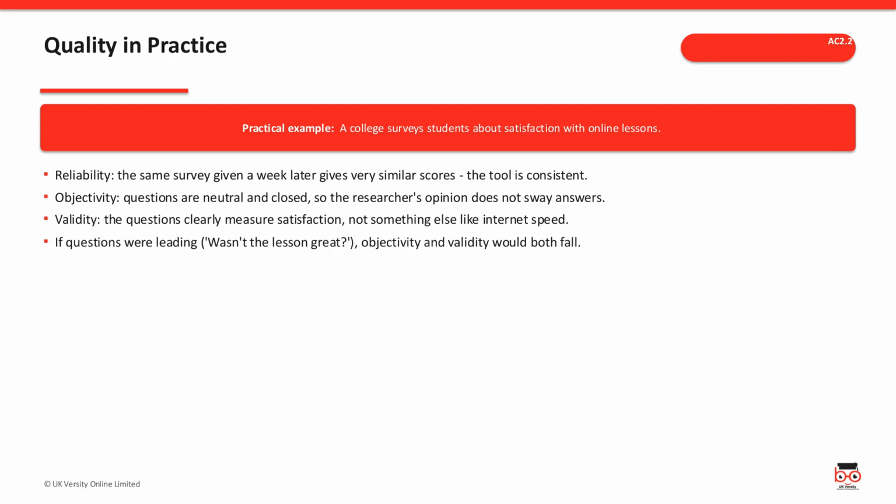Let's ground all this. A college surveys students about their satisfaction with online lessons. Reliability shows up when the same survey a week later gives very similar scores. The tool is steady. Objectivity comes from neutral, closed questions that don't nudge people towards an answer, and validity from questions that clearly measure satisfaction rather than, say, their internet speed. Slip in a leading question like, "Wasn't the lesson great?" and both objectivity and validity would collapse.